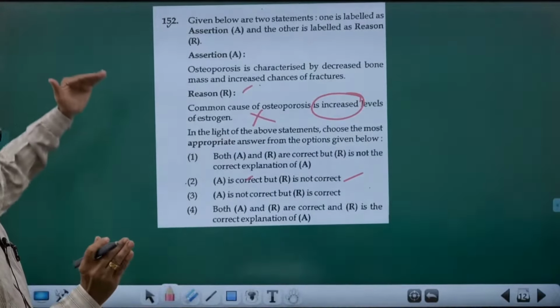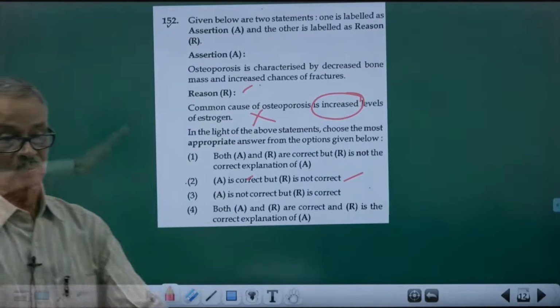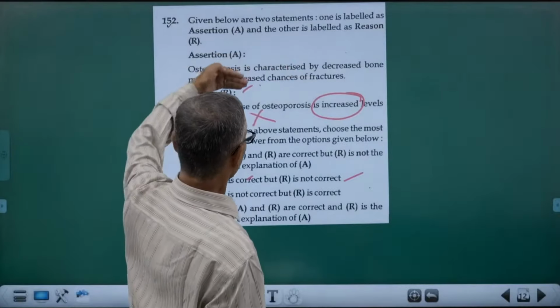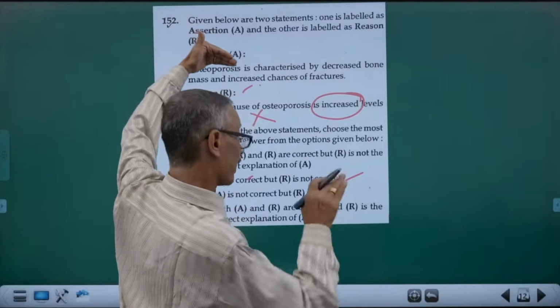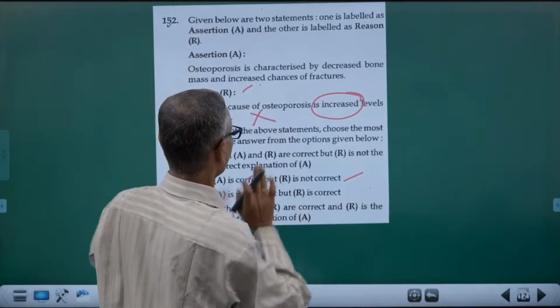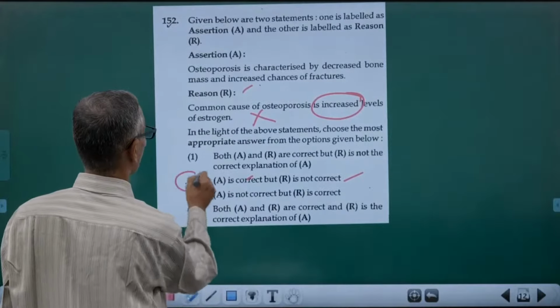Only if both assertion and reason are correct, we may go to the option whether R is a correct explanation or not. Here A is correct, R is wrong. So the option is 2.